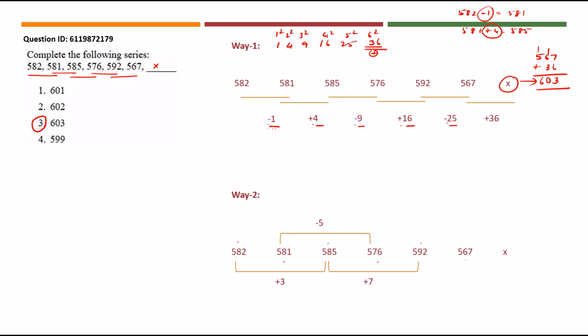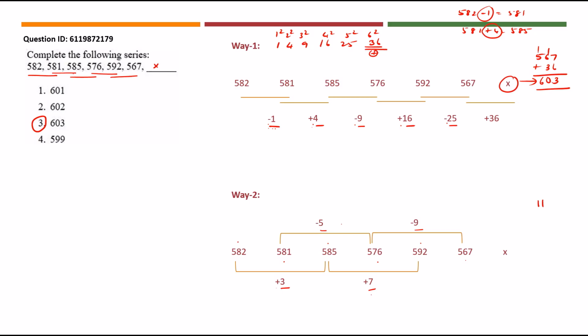Now what should be the difference here? We have 3, we have 5, we have 7. So definitely 9 should be there. So 576 minus 9 will be 567. Now just see the series. This is 3, this is 5, this is 7, this is 9. So the next number must be 11.